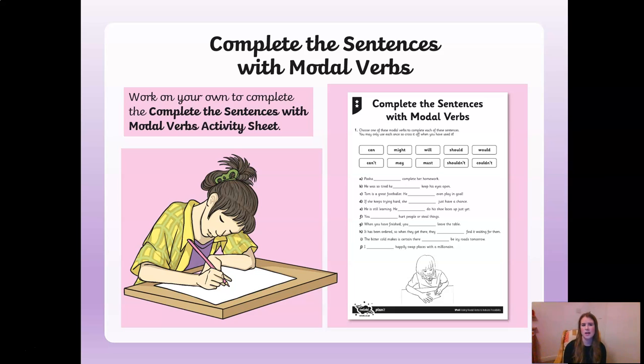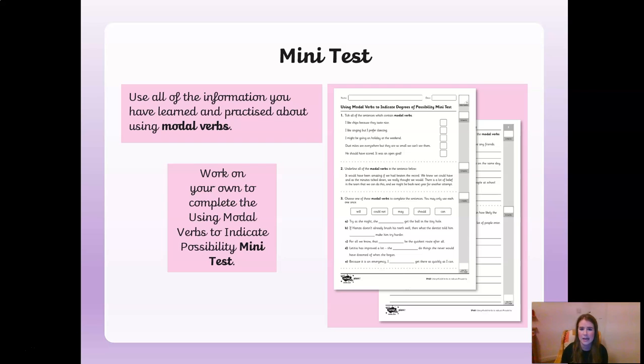What I would like you to do now is work on your own. I'd like you to have a go at completing the sentences with the modal verbs. So the activity sheet, when you look at it, I'd like you to write those sentences down in your book and fill in the missing modal verb. Once you've done that, I'd like you to have a go at the mini test. Now, if you can print this, by all means, you can answer the questions on the sheet. If not, just write down the sentences into your books and complete the questions.